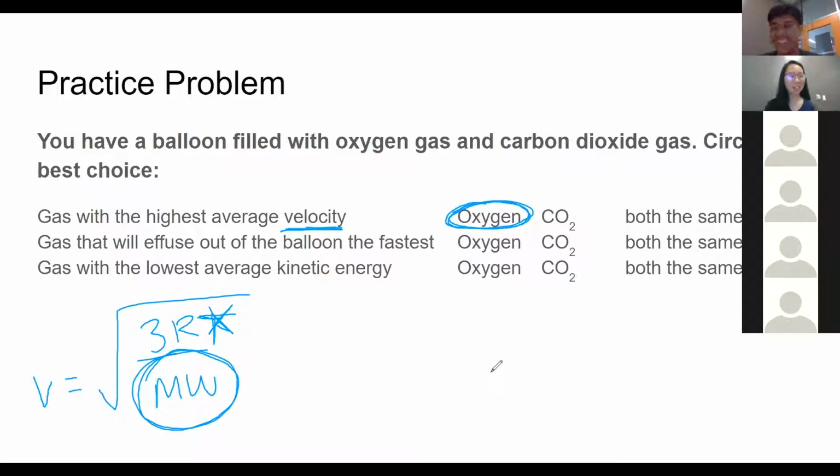Which gas will effuse out of the balloon the fastest? Effusion is defined by the likelihood of a particle going through a small hole. So if we take into consideration the molecular weight, the one that has the smaller molecular weight should be the smaller particle. So that one would be the one that would effuse the fastest.